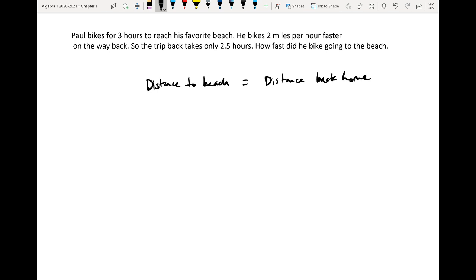If you guys recall, what you should have learned is that distance is equal to a rate times a time, okay? So we need to figure out what his distance to the beach is. Well, we know that he took some amount of time here, and he has some rate as well. We don't know his rate of speed when he goes to the beach, so that's just going to be r. But we do know his time, which is 3.